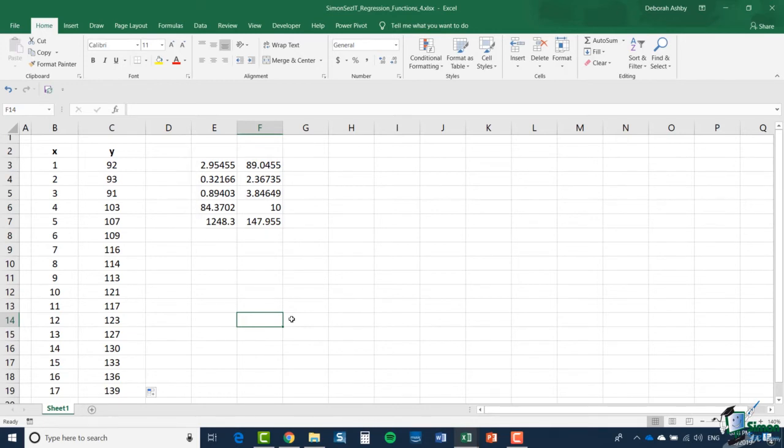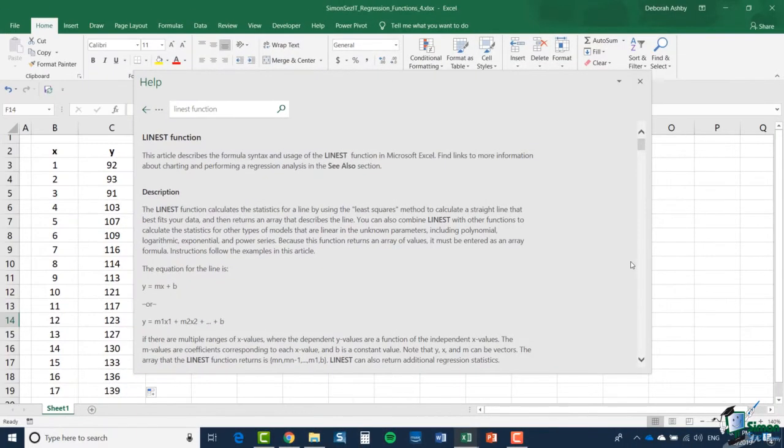In order to understand, particularly the contents of E5, we're going to go and look at the help for the Linest function. Now, there are quite a few things I want to point out about the Linest function, as it's a very useful and important function in Excel 2019. And the first thing to point out is that you can use it with other functions to model relationships that are not straightforward linear relationships.